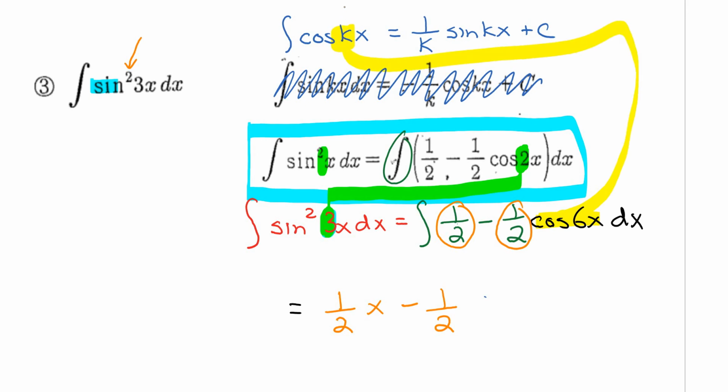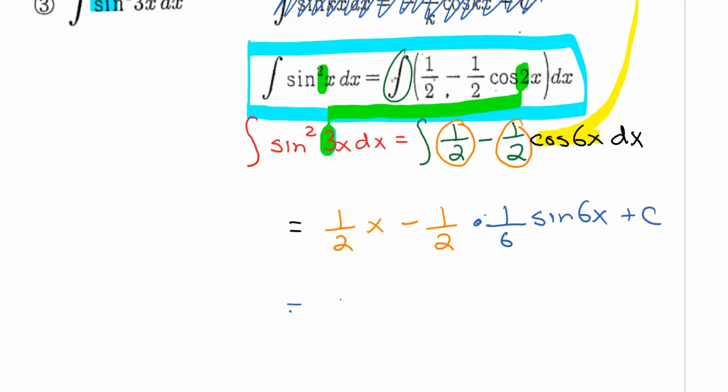In this case, k is 6, so it's going to be 1/6 times sine of 6. So let's write that out. So this will be times 1/6 times sine of 6x plus c. And then we can just multiply this out. So 1/2 x minus, well, 2 times 6 is 12, so 1/12 sine of 6x plus c. And that is my final answer for that problem.